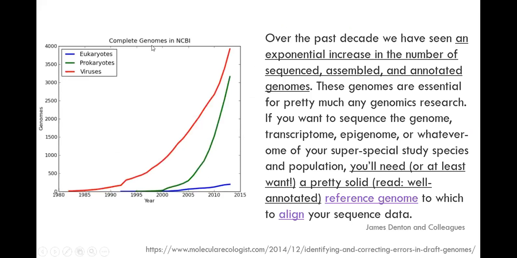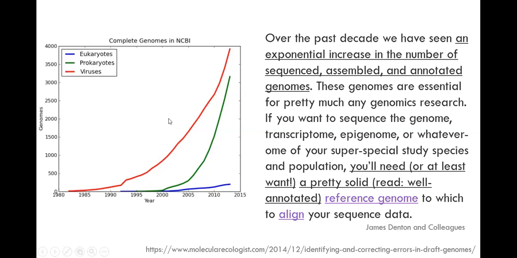And also in terms of how much data is available over there, it has grown exponentially. For example, genomic data: on the x-axis you see the year, and on the y-axis the number of complete genomes sequenced in NCBI. This is one of the databases we will see.